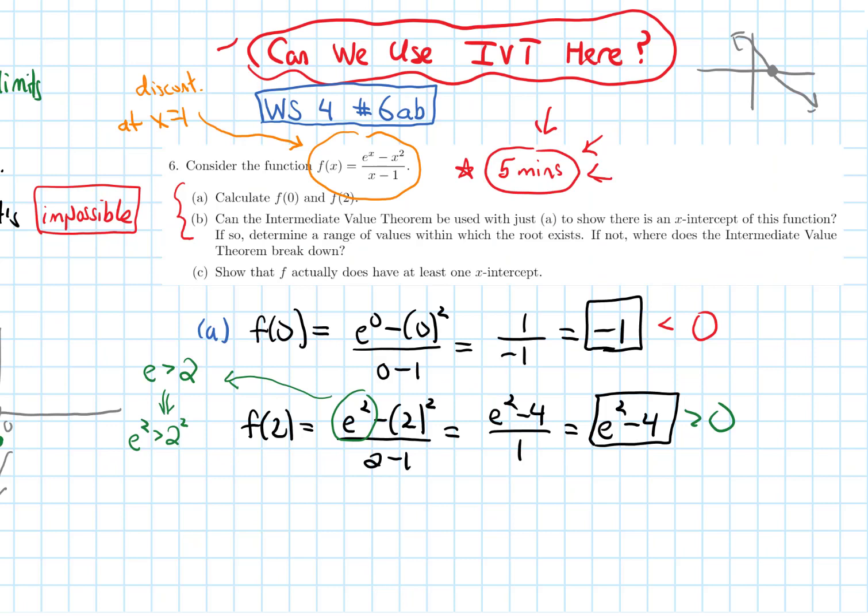So the intermediate value theorem for this function breaks down on the interval from 0 to 2, because our function is just not continuous on that whole closed interval. In part C, I'm not going to talk about it in this video, but it would be a good follow-up question. It asks us to show that this function actually does have at least one x-intercept. So maybe there's going to be a way to apply the intermediate value theorem somewhere else where it won't break down. And that's what part C is all about.